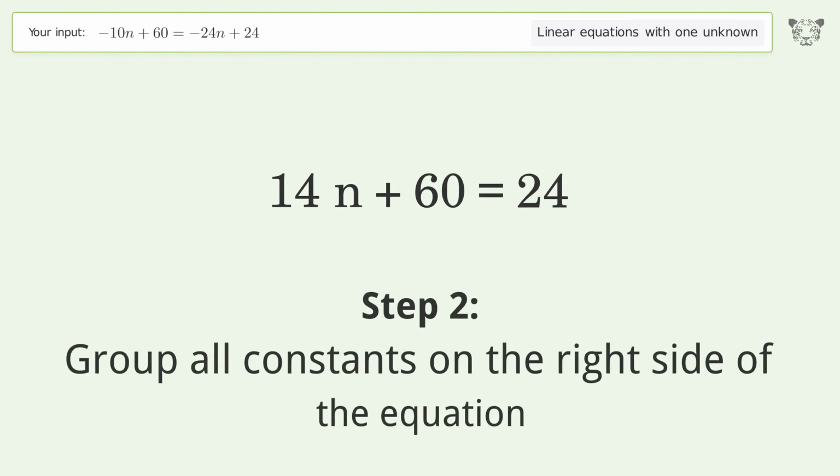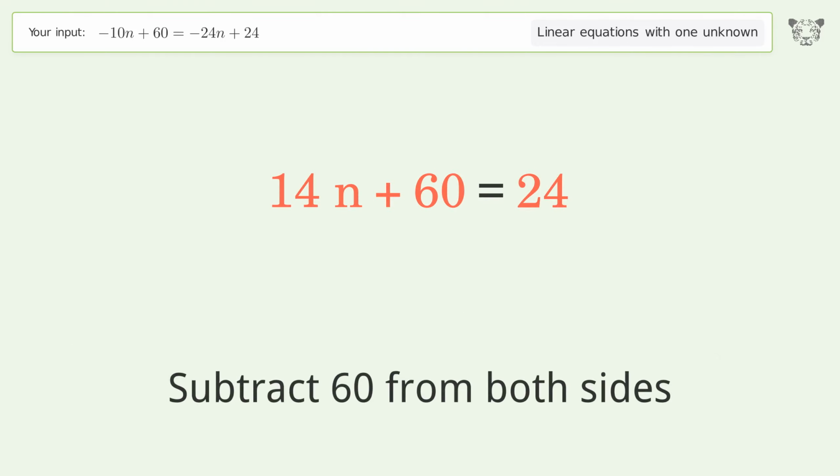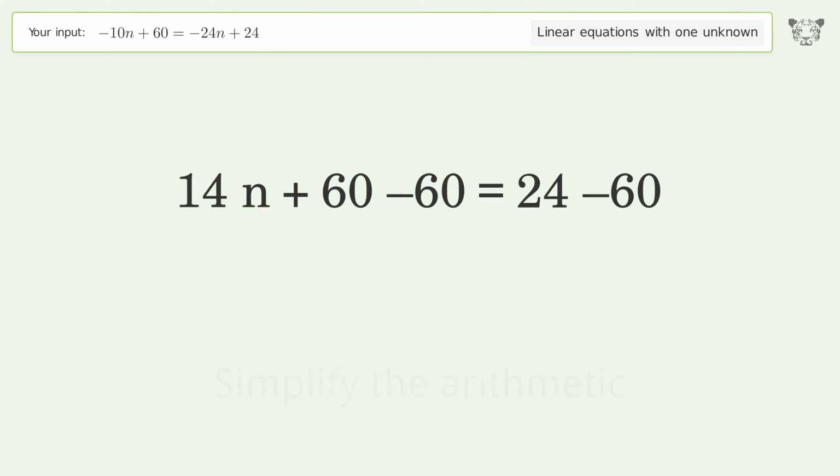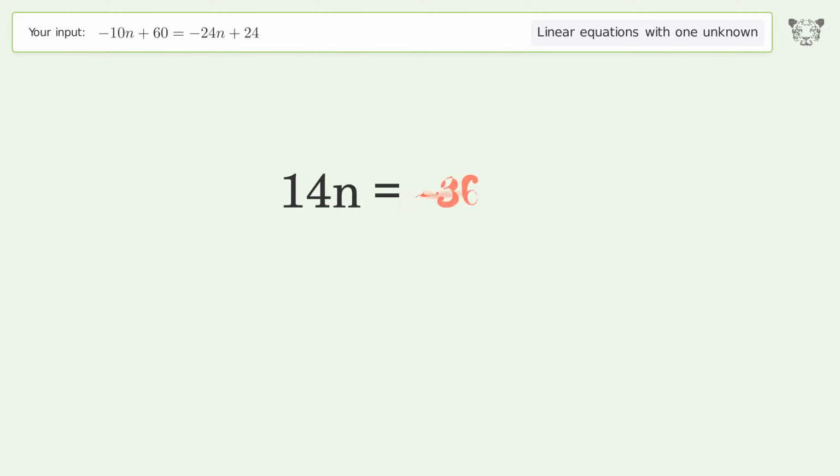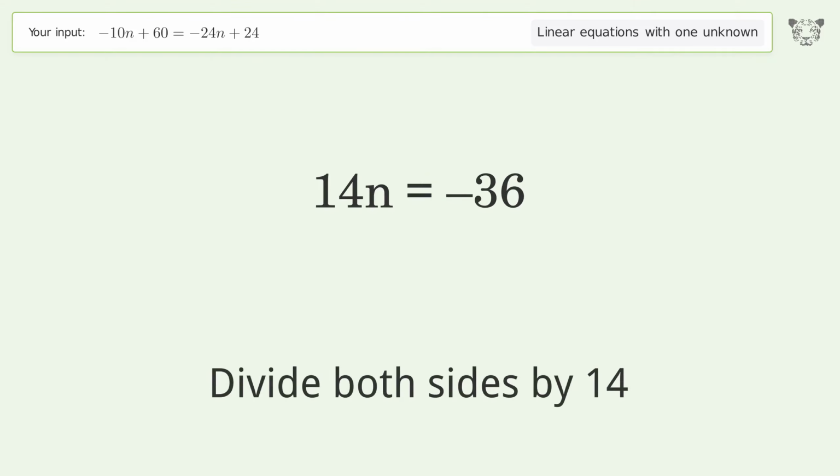Group all constants on the right side of the equation. Subtract 60 from both sides. Simplify the arithmetic. Isolate the d. Divide both sides by 14.